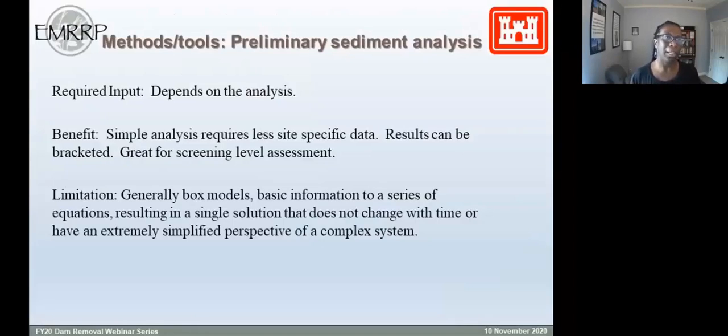So the required input really depends on the type of analysis and what type of questions you're being asked. But the benefit is that this simple analysis requires much less site-specific data than a more complex model. Even if you don't have all the input you might need, results can be bracketed. Because the model is so simple, you can run it multiple times, so you might not know certain parameters, but you can bracket them. Right? Once again, great for screening level assessment.